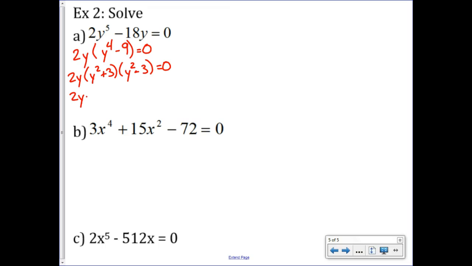So 2y equals 0, y squared plus 3 equals 0, and y squared minus 3 equals 0. So 2y equals 0, I can divide both sides by 2, I get y equals 0. That's one answer. I can move over this 3, so I get y squared equals negative 3. If I take the square root of both sides, I get y is equal to plus or minus. That negative tells me I'm going to have an i out front, and I have a radical 3.